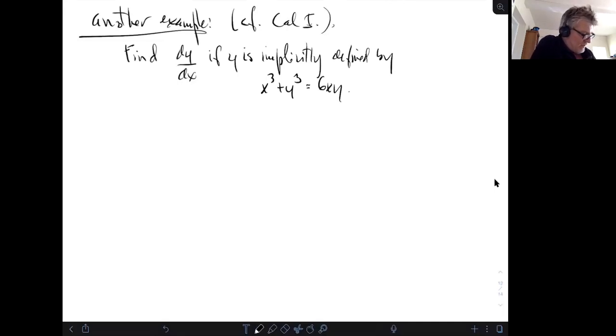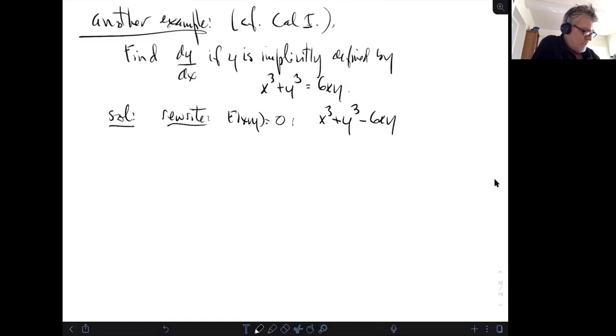Okay, so let's see. I'm going to rewrite it, and this is important, as f of x, y equals 0. So you put everything on the same side. It doesn't matter which side you choose, but I'll write it this way. Okay, so this is my f.